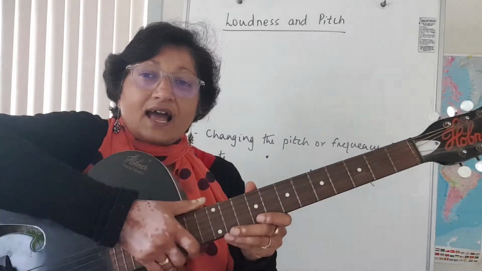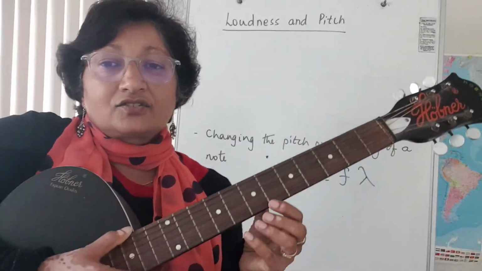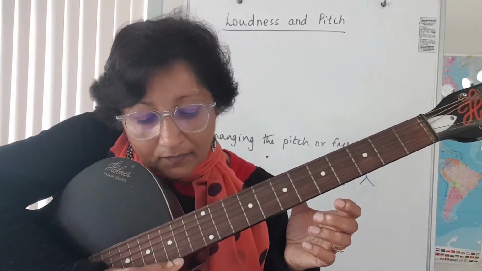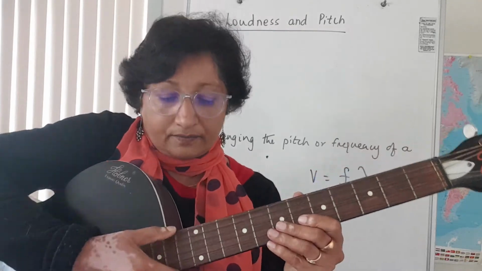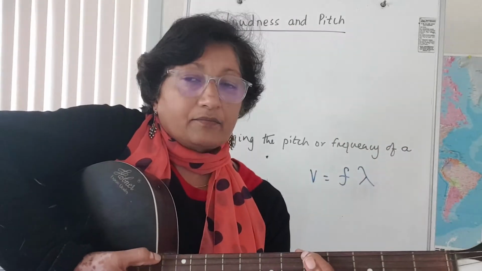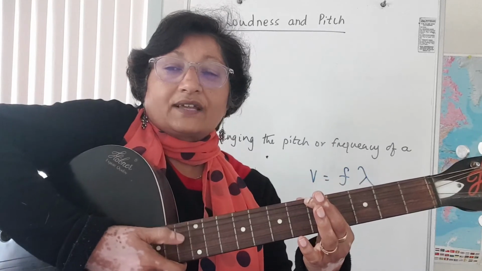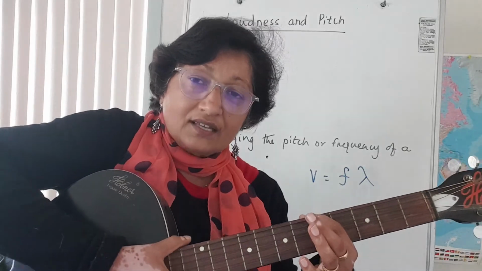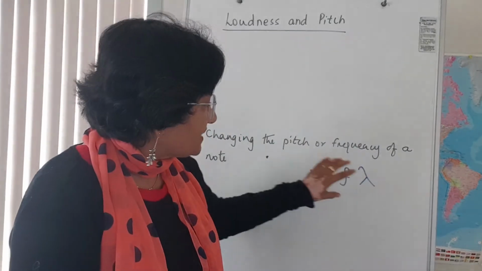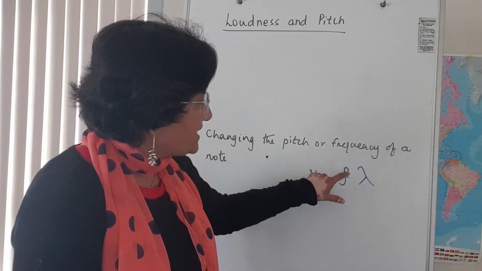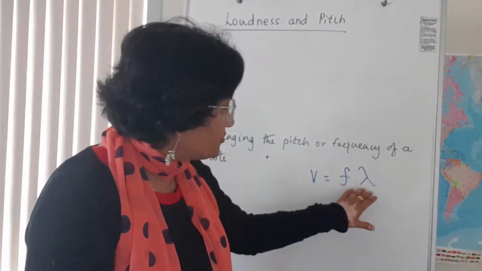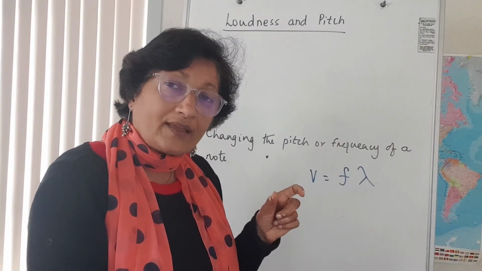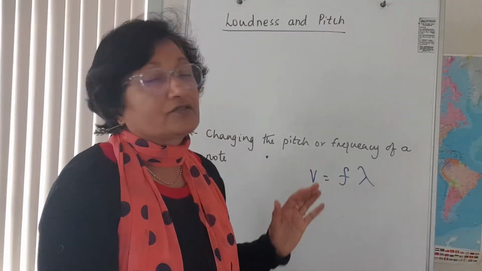Okay, and then the last one is changing the length. So you get a note. But if I put my finger here, you get a different note because I've effectively changed the length of the string. So a shorter string. If the wavelength is less but the speed's the same, the frequency has to become a higher number in order that the product is the same. So a shorter string means a shorter wavelength, but the speed's the same, so the frequency is going to be higher.